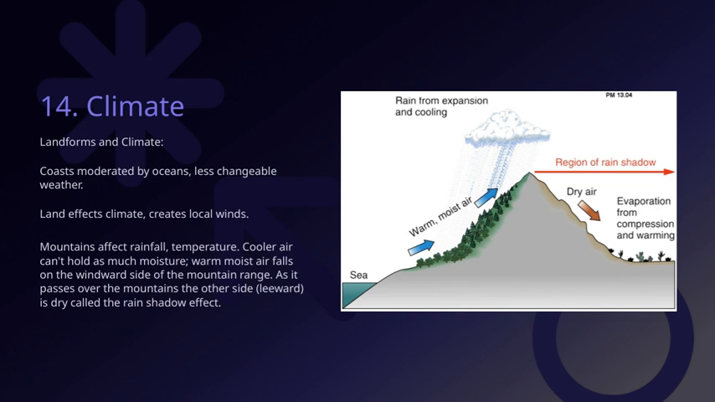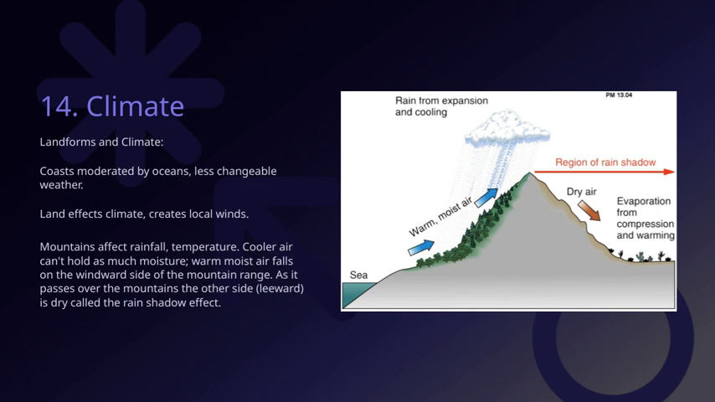This is why the leeward side is often much drier and sometimes desert-like. Now, land itself influences local climate too. It can generate specific local winds and weather patterns based on its features. And when we talk about coasts, they're generally moderated by nearby oceans.